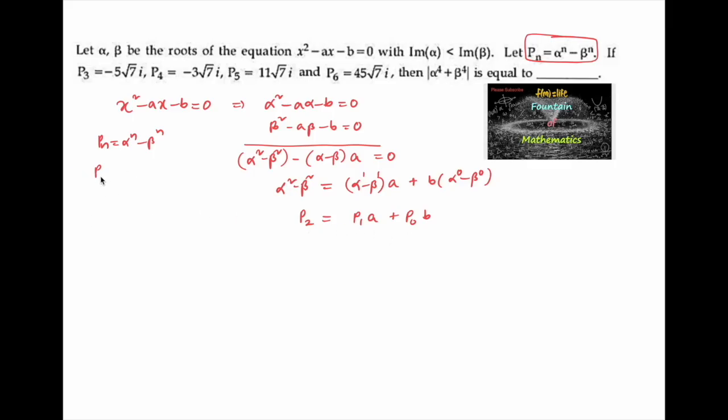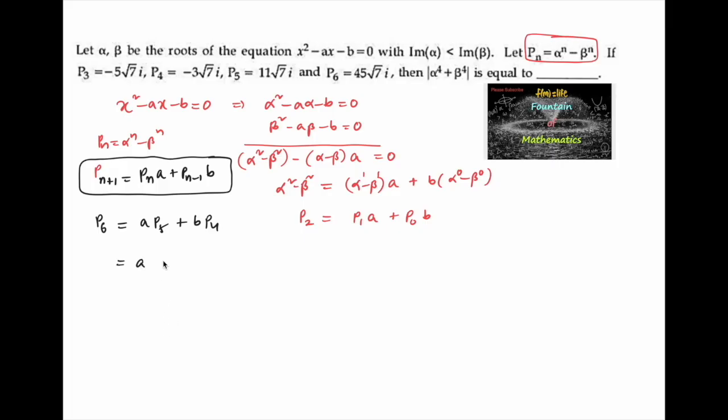Similarly, we can also frame the relation as Pn plus 1 is equal to Pn a plus Pn minus 1 B. So that we can write P6 is equal to A times of P5 plus B times of P4, which is equal to A times of, and P5 value is given 11 root 7, B times of P4 value is given minus 3 root 7, and P6 value is 45 root 7i.